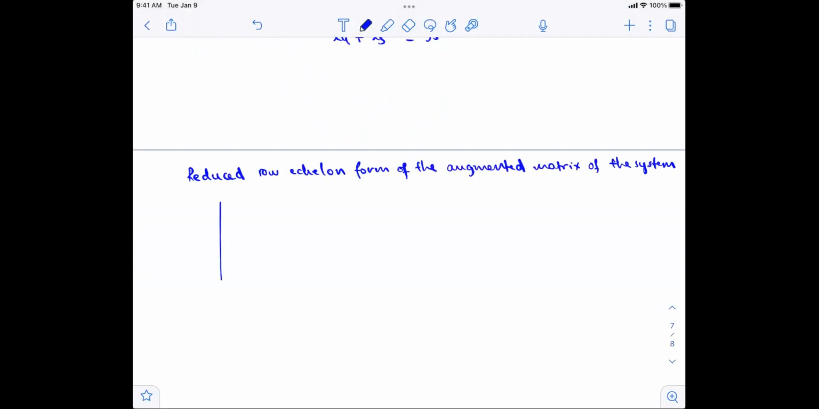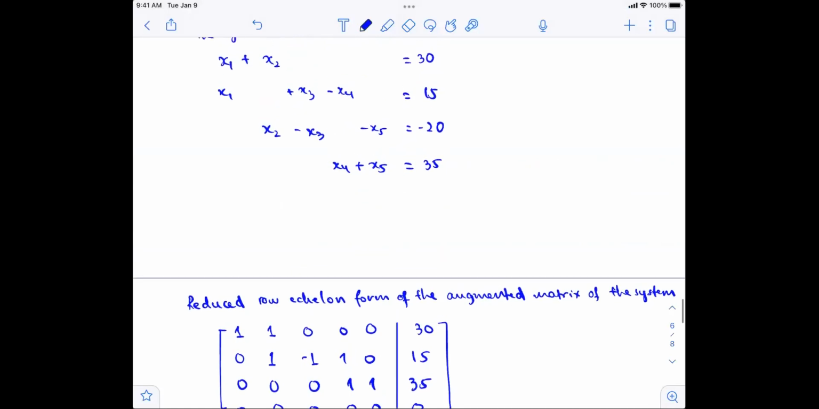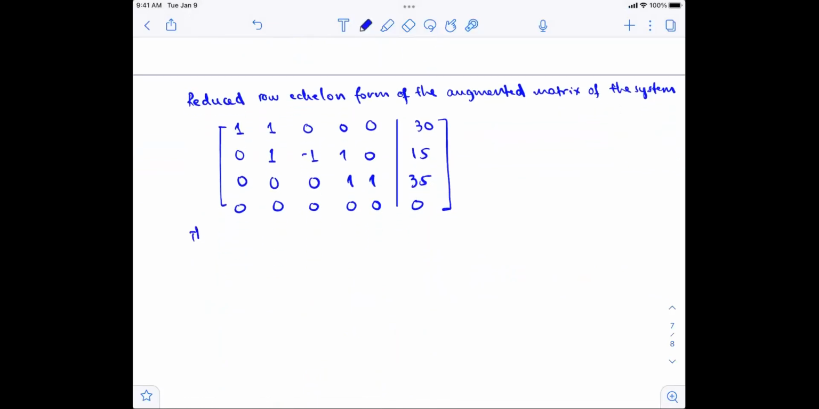is of the form 1, 1, 0, 0, 0, 30, 0, 1, negative 1, 1, 0, 15, 0, 0, 0, 1, 1, 35, and the last row is a bunch of 0. Again, we started with 4 equations and 5 unknowns. Now we obtain the system of just 3 equations and 5 unknowns. So this is the augmented matrix of the system.